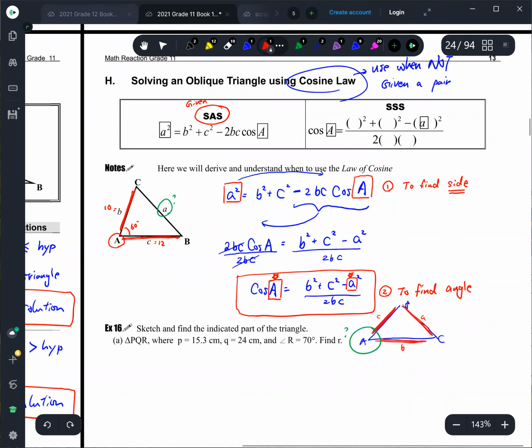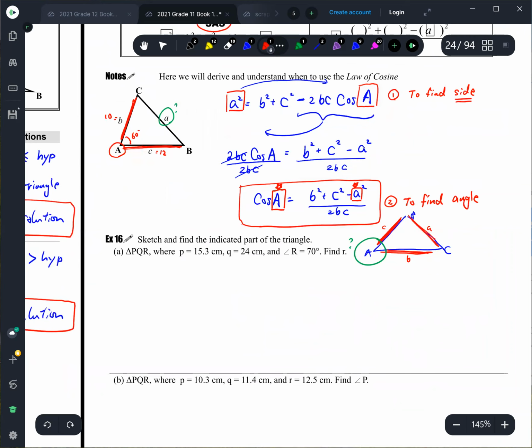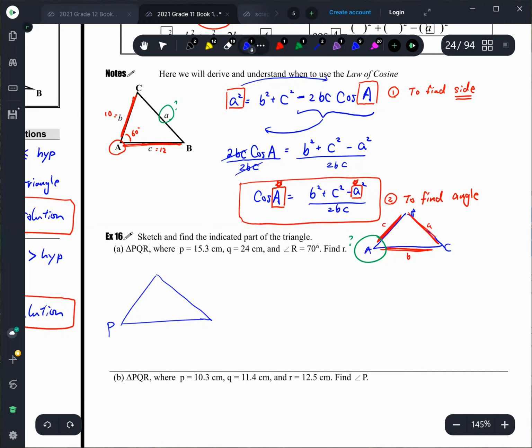We'll try an example and see if you understand where to put the numbers. Like questions A and B, we are not using ABC anymore, we use PQR. So we'll draw it out first. Triangle PQR, let's label it PQR. Side P is 15.3, so it has to go here. Side Q is down here. Angle R is 70 degrees. Can you raise your hand after you finish the drawing?